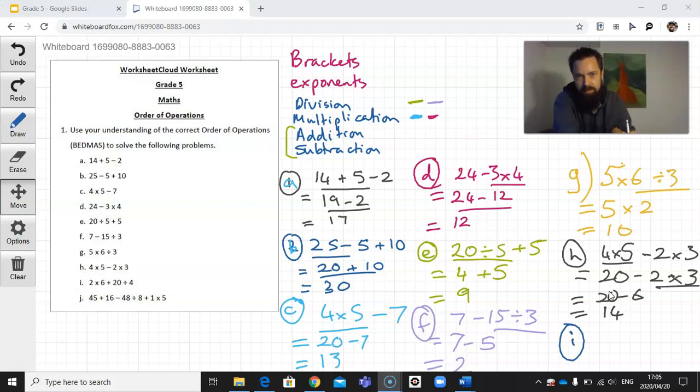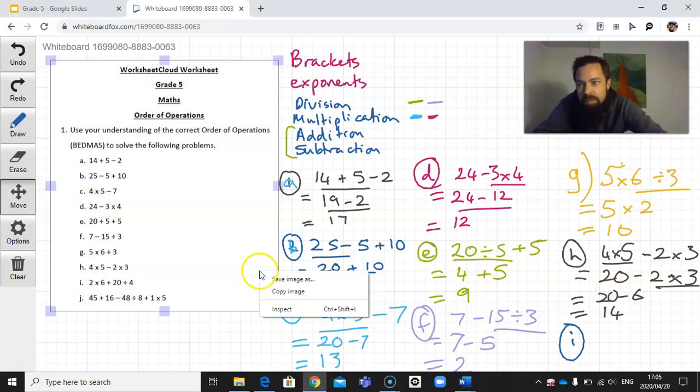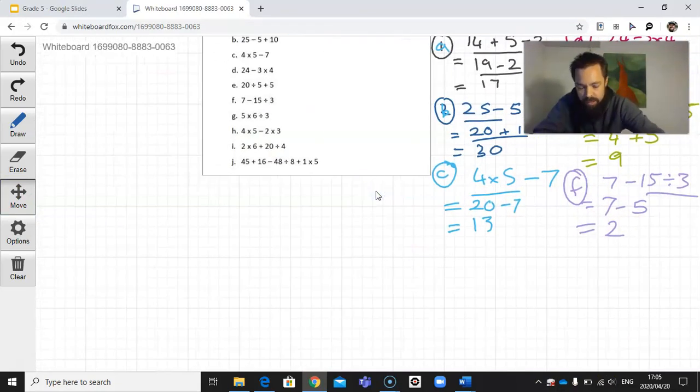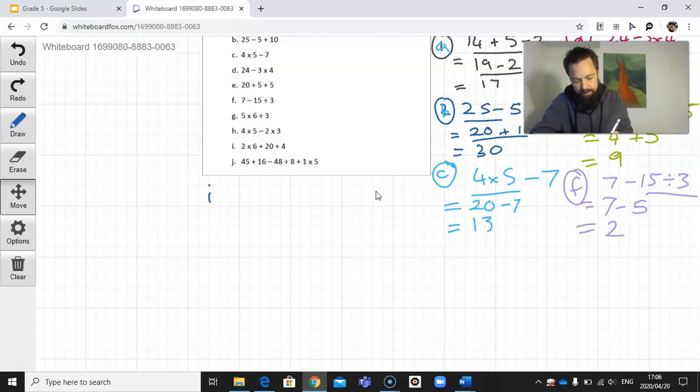We are not going to have enough space in that corner for I. I'm going to shift us down a little bit, and I will do I and J underneath the picture. So let's do I.